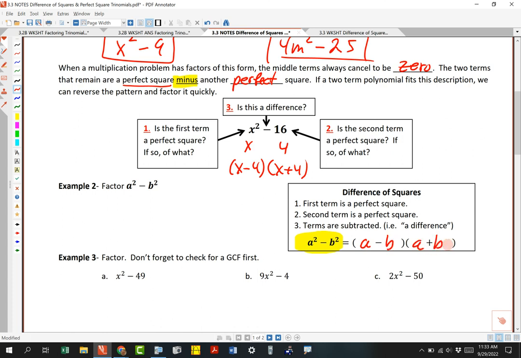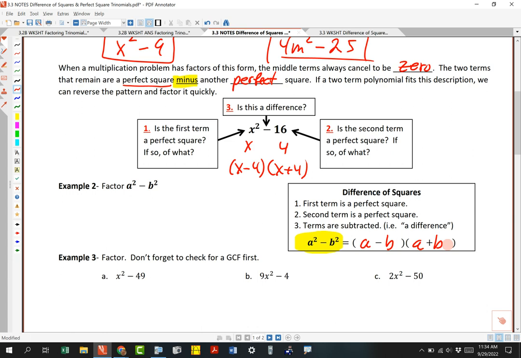Now, I need you to listen. Most people do not teach it in this order. Most people will put the plus first and they'll put the minus second. So if you go to almost anybody else, checking a book or anything like that, they're going to say a difference of squares factors to a plus b and then a minus b. Does that matter? It doesn't.